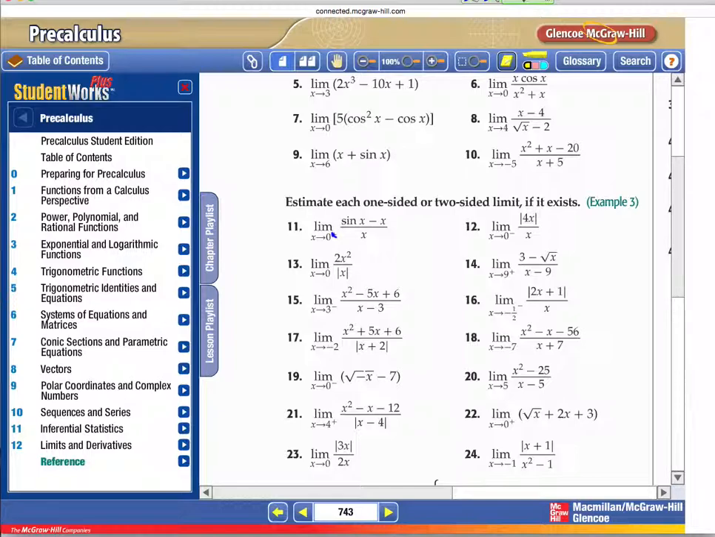Alright, so what do I want to do first? Read that to me, Peyton. Limit as x approaches 0 of sine x minus x over x. Very good. And what is it we're looking for? What is going to be the solution? A y value is going to be the solution of this. Alright, so now what do I want to do?